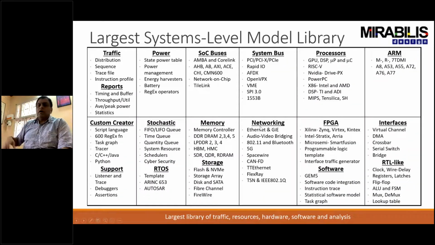Now, this one here is the comprehensive library that we provide in VisualSim. You can see anything from traffic generators on the left-hand side to processors and other virtual interfaces on the right-hand side. So as you can see, we have a huge library of components, and we add approximately 1 to 2 libraries every month. So if there's a new library that you're interested in, send an email and we can schedule it into our product development cycle.